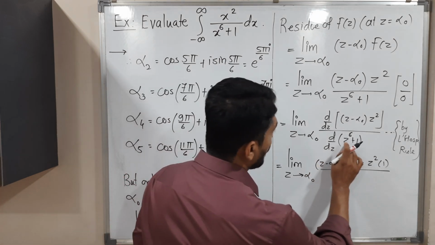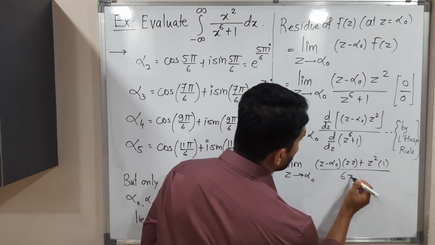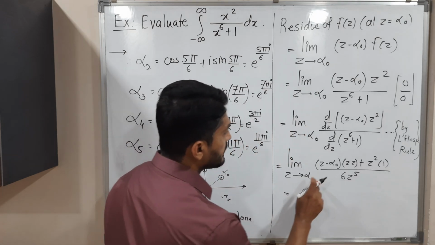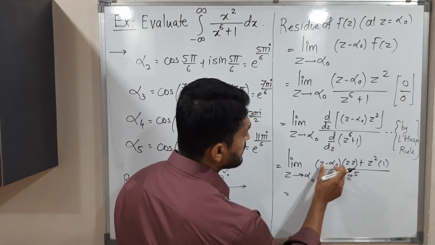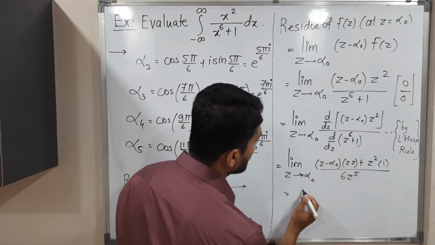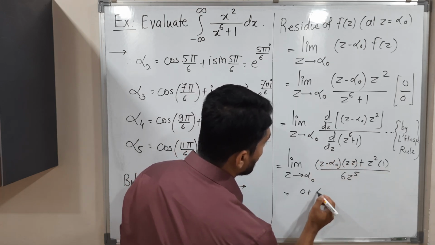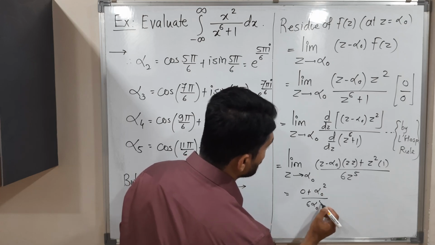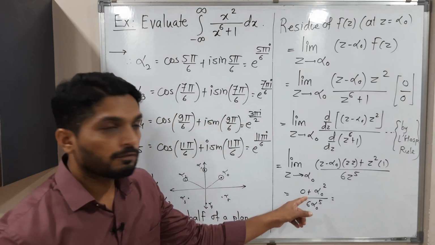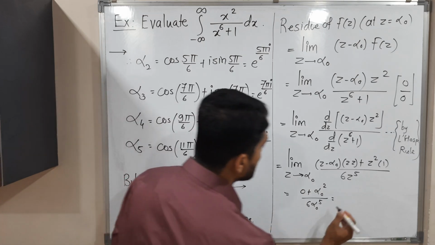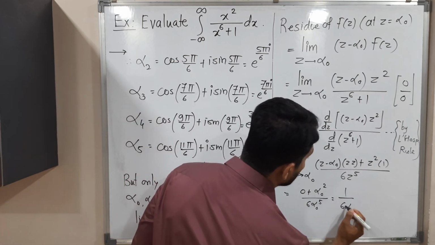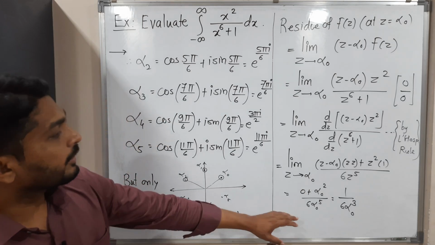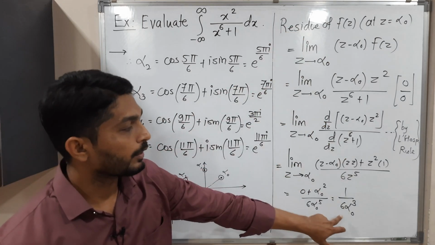Let us talk about the denominator. Its derivative will be 6z raised to 5. So let us apply the limit. If I put z equal to alpha naught, minus alpha naught is 0, 0 into anything is 0, plus here alpha naught square. In the denominator, 6 alpha naught raised to 5. See that alpha naught square will get cancelled and we will get 1 upon 6 alpha naught raised to cube. Getting? So at alpha naught we found the residue and we got this one.